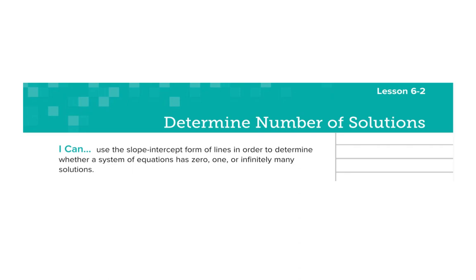Today we're going to be using the slope-intercept form of lines, which remember is y equals mx plus b, in order to determine whether a system of linear equations has 0 solutions, 1 solution, or infinitely many solutions. We've already done some work with graphing these, but today we're going to see how we can figure it out without having to graph them, just by analyzing the equations.